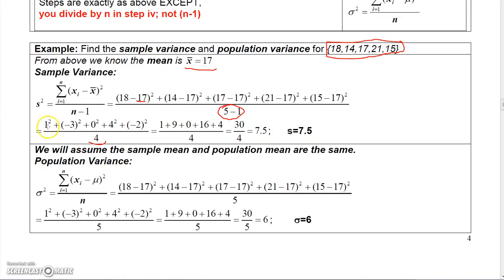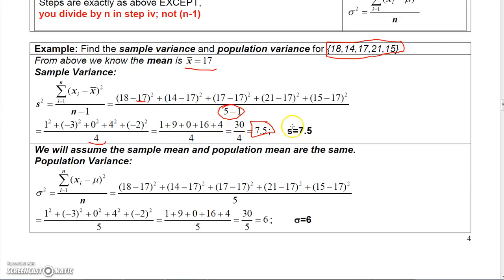Now let's finish the numerator. 18 minus 17 squared is 1 squared. 14 minus 17 squared would be negative 3 squared. 17 minus 17, that would be 0 squared. 21 minus 17 squared is 4 squared. And then 15 minus 17 would be negative 2 squared. Now if we square each of those, we get 1, 9, 0, 16, and 4. Add those up, and you're going to get 30, and then divide that by 4, and you're going to get 7.5.